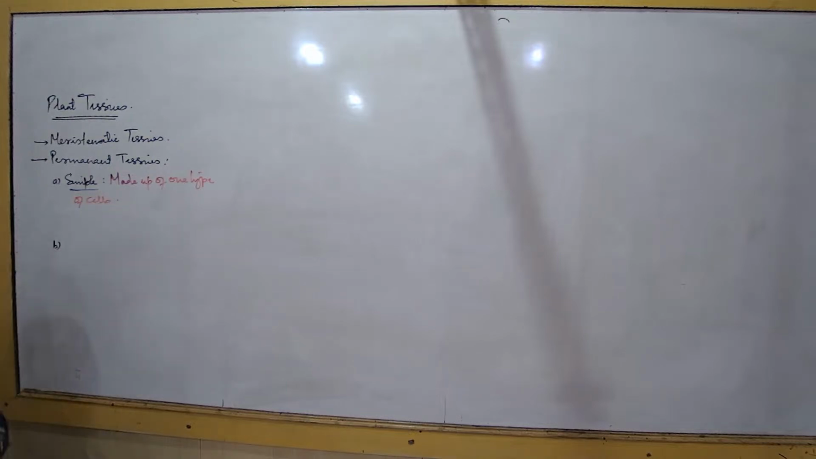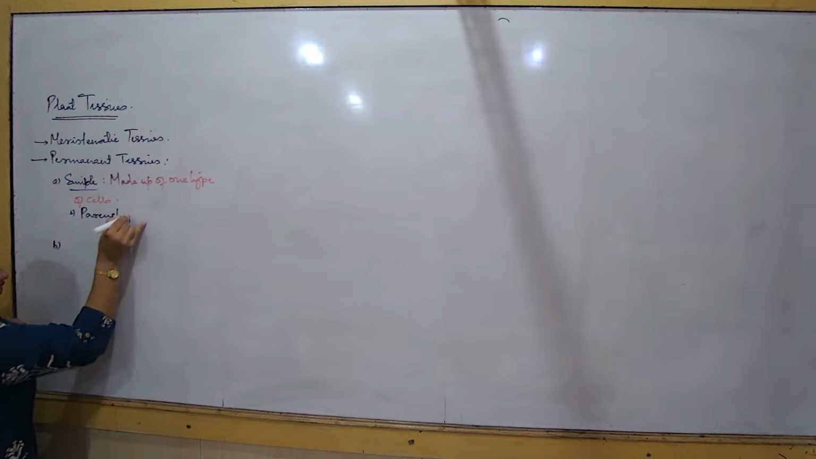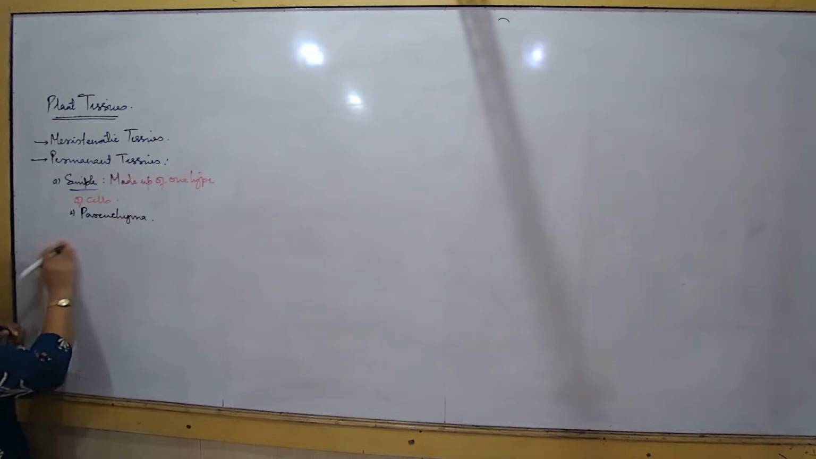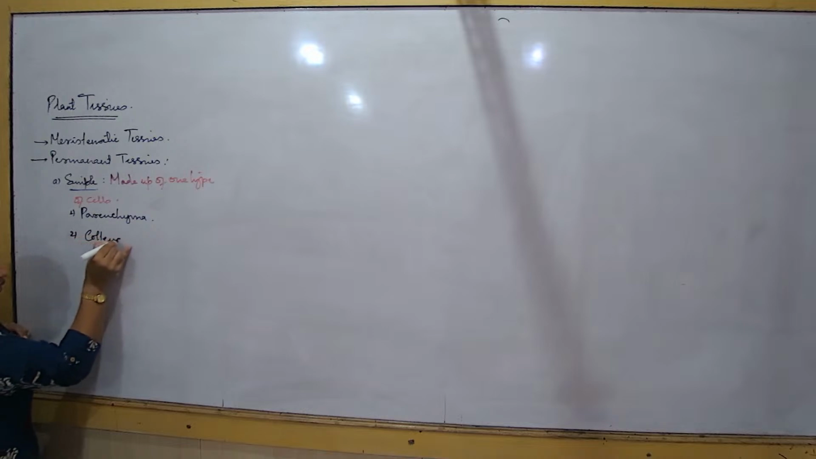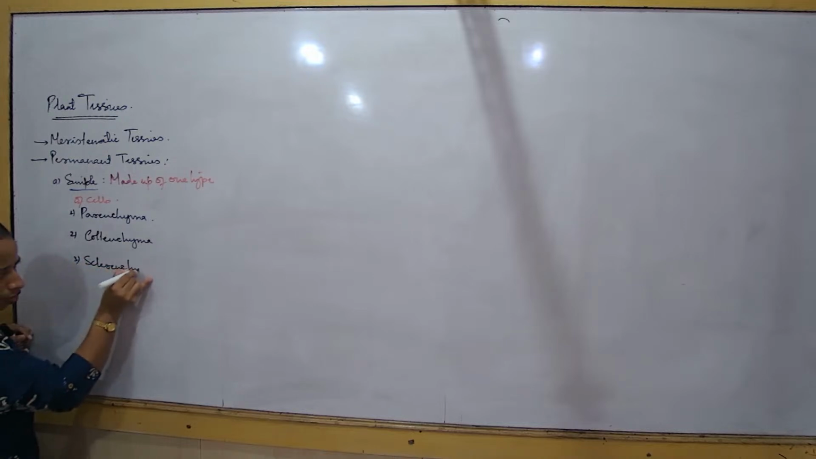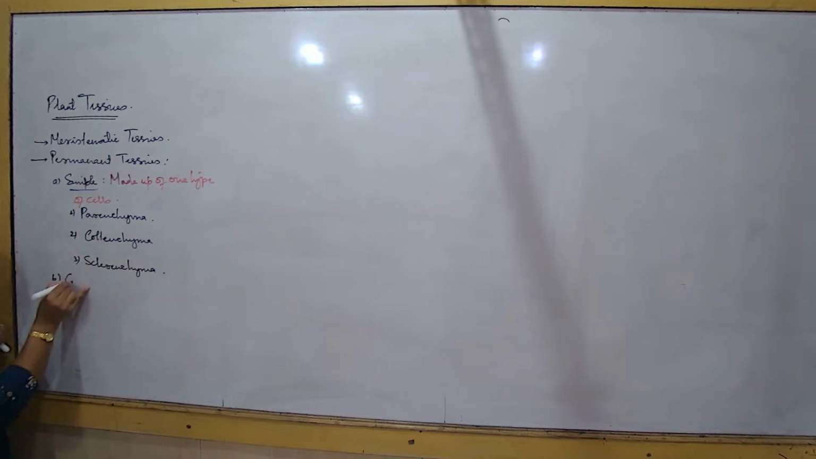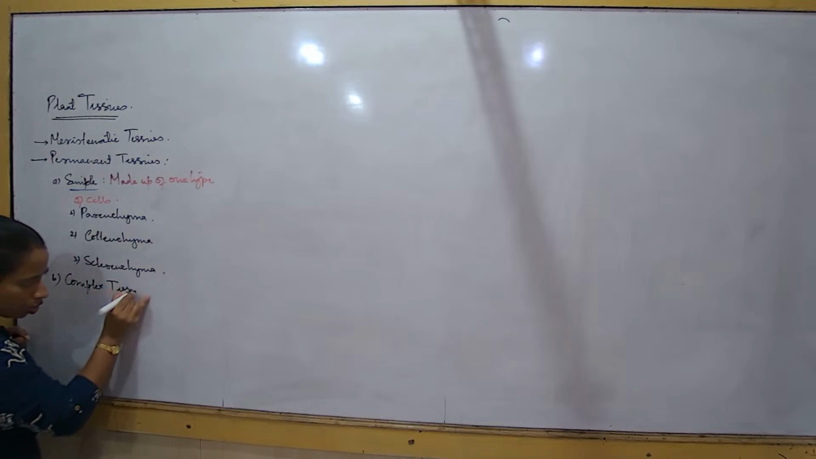And which are those types of tissues? Parenchyma. We had discussed this. I drew the diagram and explained with the diagram the other day. Parenchyma, collenchyma, and sclerenchyma. So this is what we had finished the other day. We are going to start with complex tissues today.